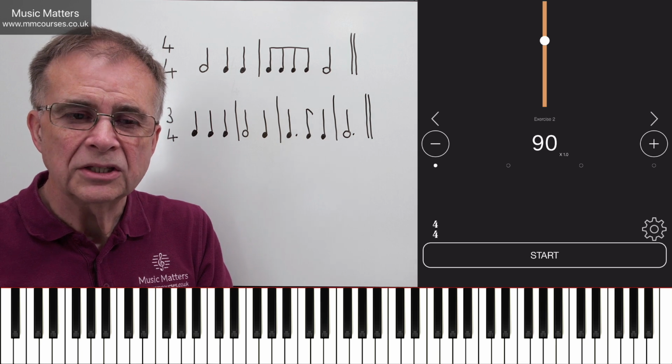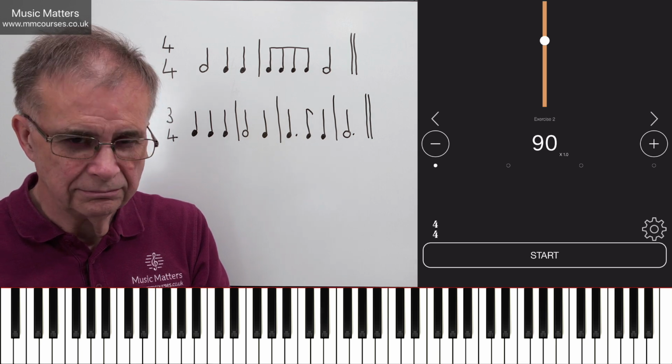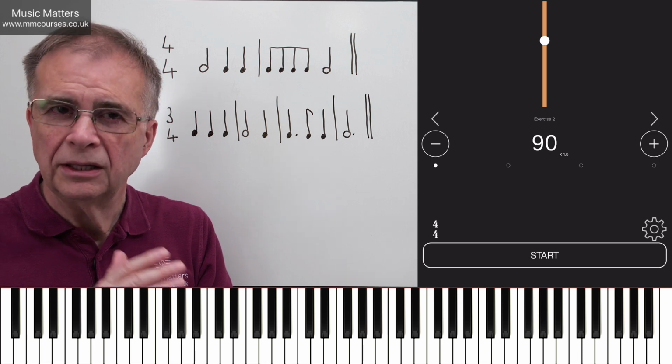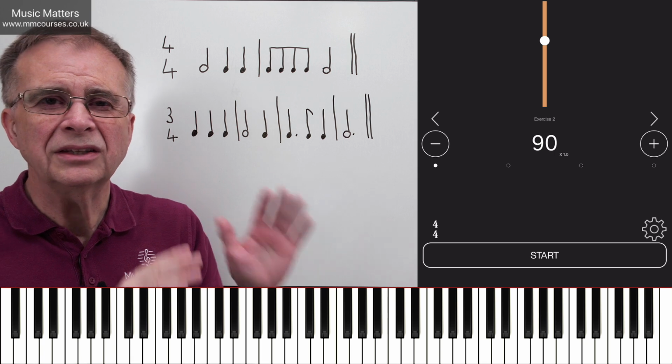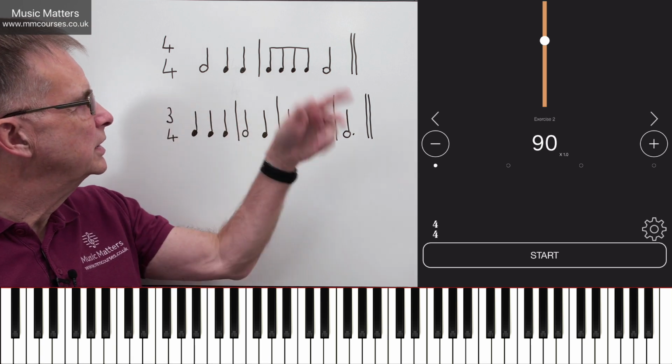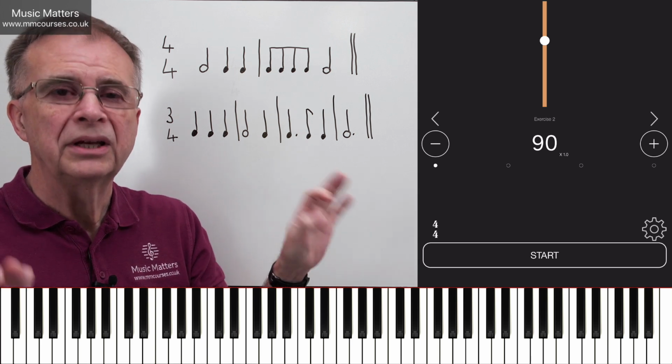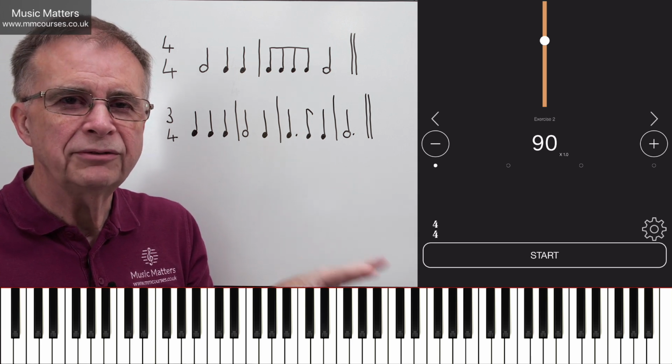So you can see that the screen has now changed to 90. We kind of got used to 90 earlier on, didn't we? But we're going to have this faster pulse. So we're going to think exactly the same thing. We're going to deliver exactly the same rhythm. We're going to have a nice steady pulse. But now the speed, the tempo, is faster.